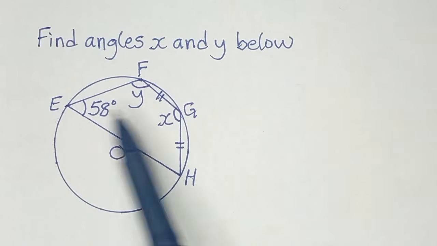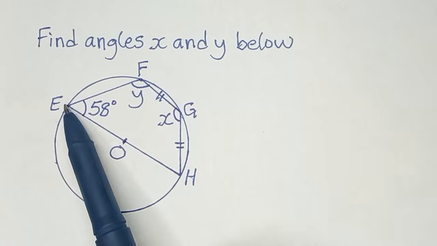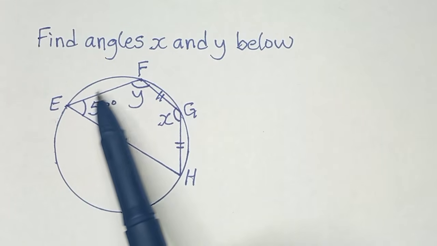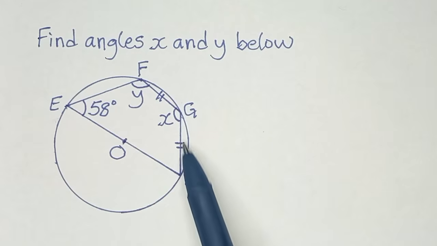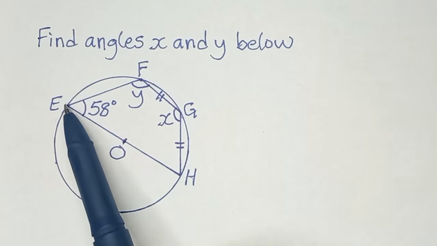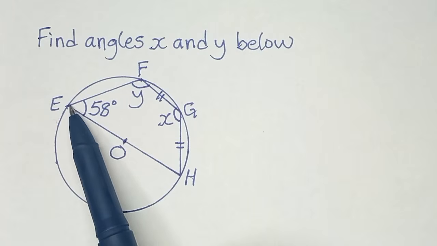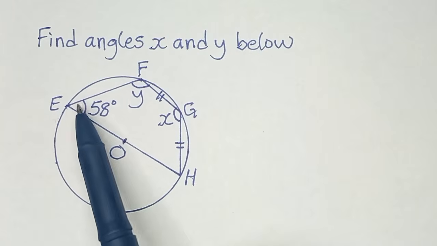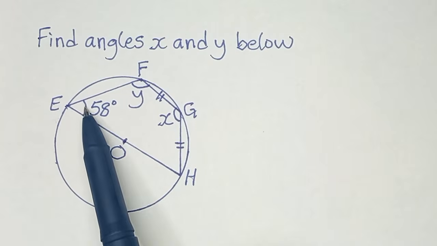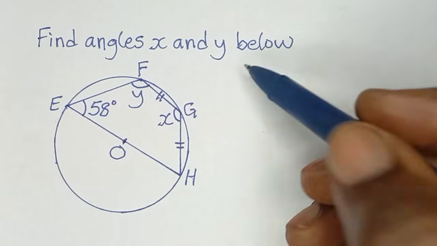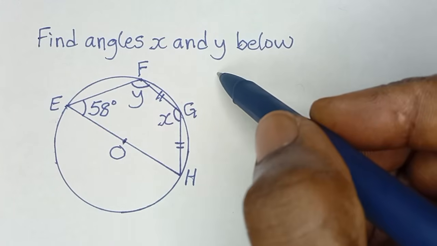Now, if you look at this shape EFGH, it is a cyclic quadrilateral because all the angles are on the circumference of the circle. So it is a cyclic quadrilateral. Now, the opposite angles of a cyclic quadrilateral are supplementary. Supplementary means that they add up to give you 180 degrees.